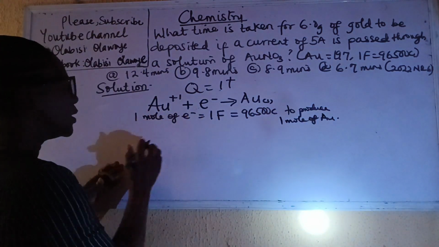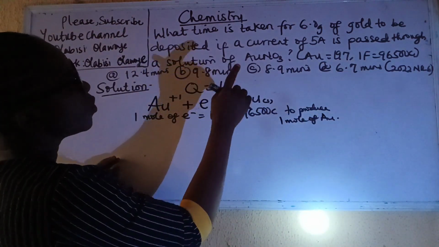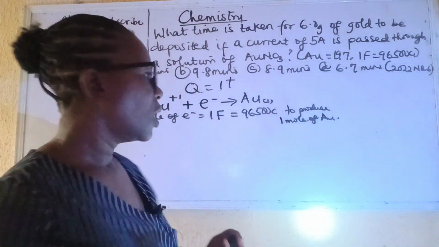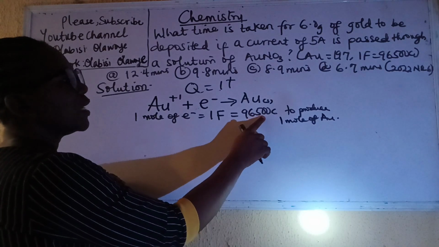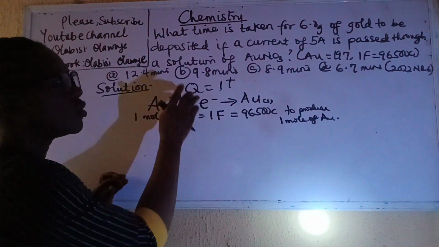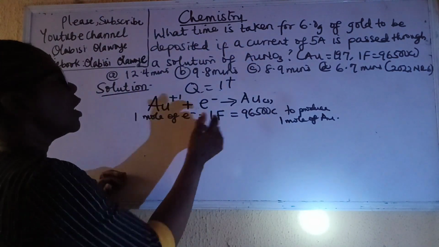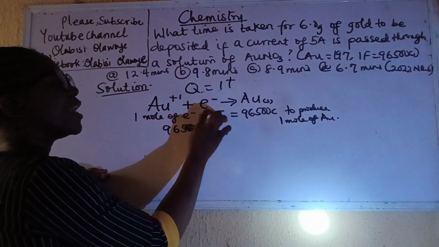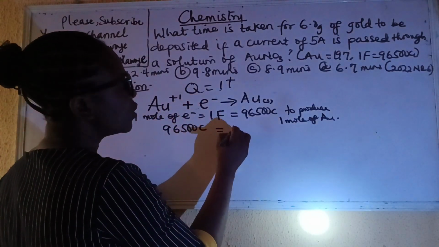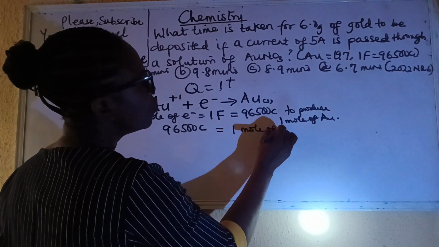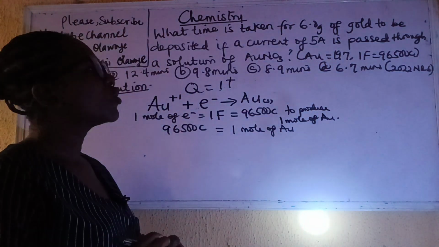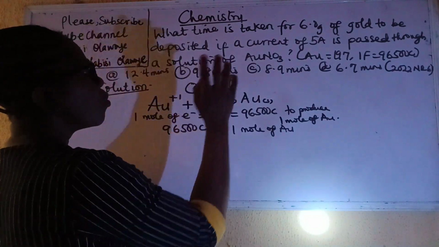Now, let's write it in full. Since we want to calculate Q, and Q must be in coulombs, we need to use 96,500 instead of using Faraday, because the question is not talking about Faraday. So we have 96,500 coulombs, because 1 electron is required to liberate 1 mole of gold. But in the question, we have 6 grams of gold. So it means we must convert gold to grams.